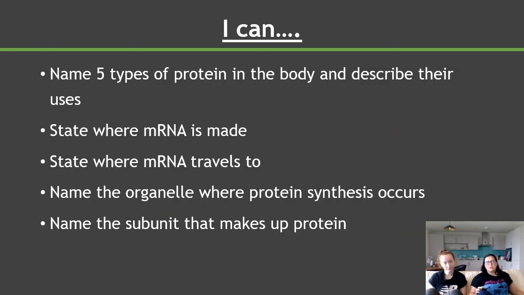So, things you should be able to do is your 5 types of protein. Remember, SHARE. Structural, hormonal, antibody, receptors, and enzymes. Very nice. Where is mRNA made? It is made in the nucleus. Where does mRNA travel to? It travels to the ribosome. What is the organelle where protein synthesis occurs? The ribosome. What's the subunit that makes up protein? An amino acid. Very nice.